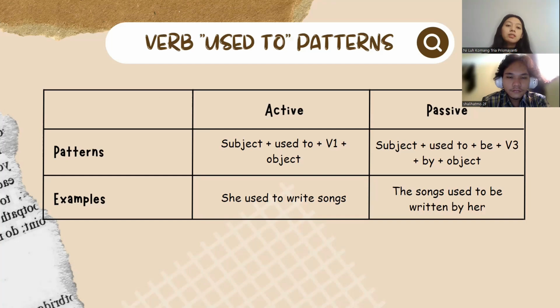The example of the active and passive verb used to is she used to write songs. That is the active form. So if we want to change to passive form, we have to change the subject into the object and the object into the subject, like this: the songs used to be written by her. Write is the verb 1 and written is the verb 3. Remember to change the verb here.